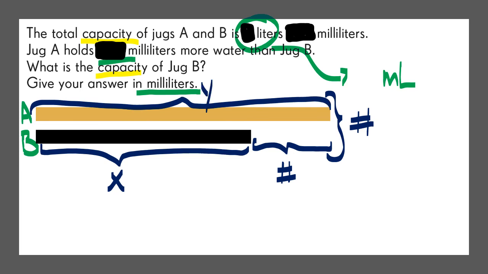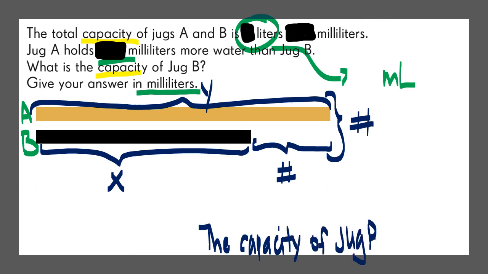And our answer is going to be the capacity, so how much it can hold, of jug B is blank. What unit do we need? Milliliters. Remember, the abbreviation for milliliters is lowercase m and a capital L. All right, let's look at the next page.